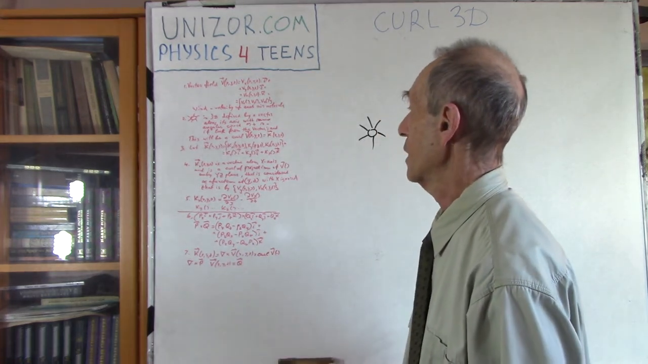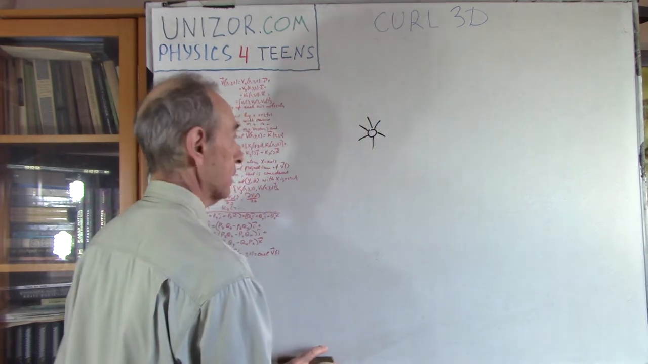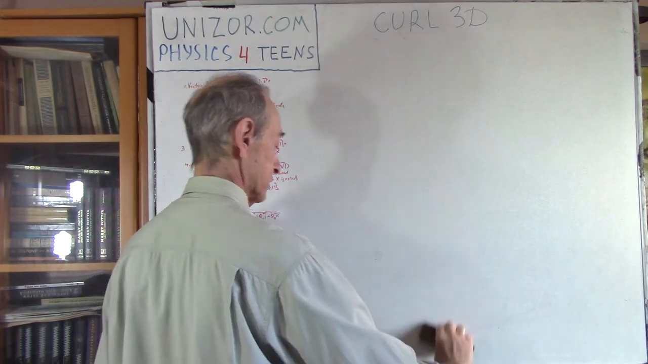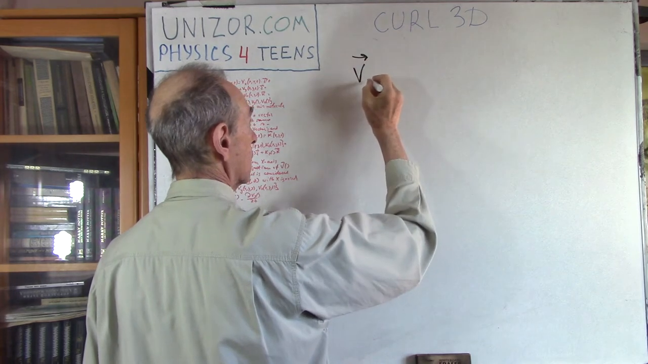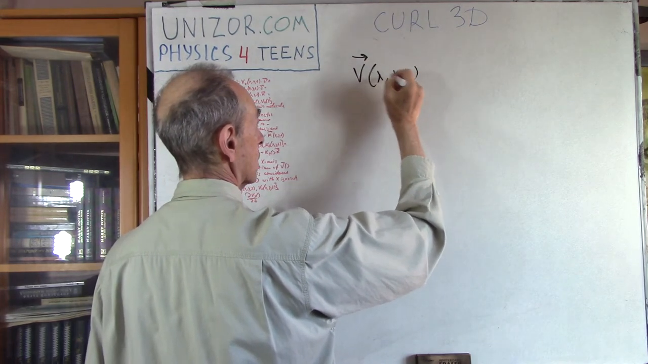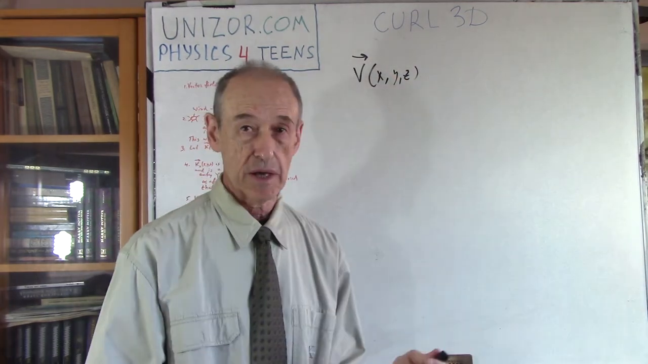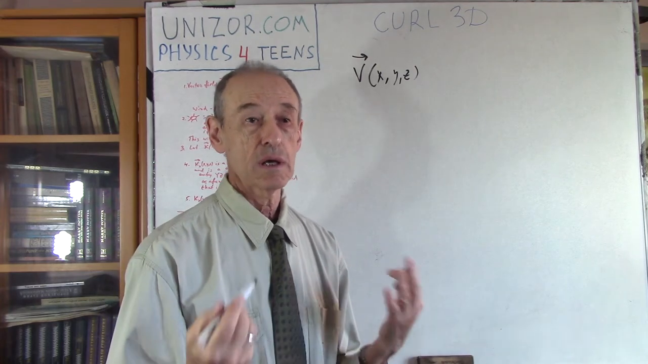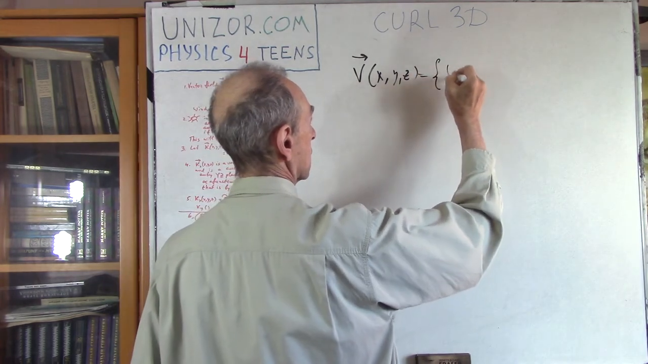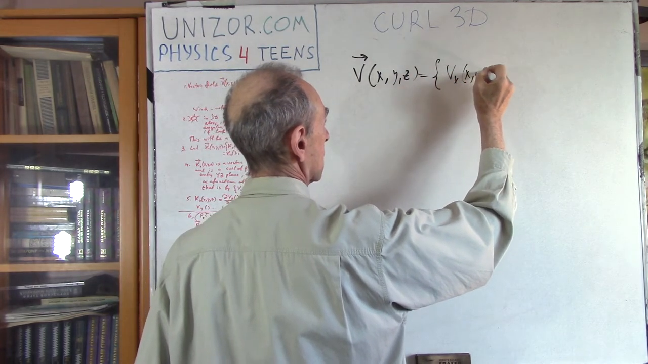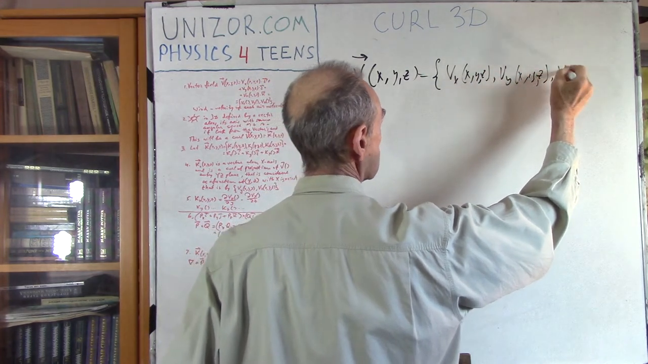Okay, so let's go back to three-dimensional curl. So first of all, we have to have a three-dimensional vector field. So this is a vector which is defined at any point with coordinates x, y, z in space. Now, every vector in three-dimensional space can be represented by its three components, which I call vx, vy, and vz.